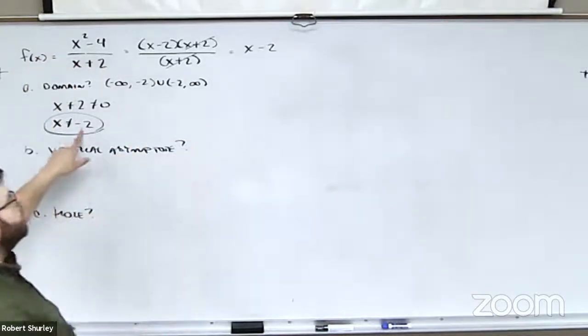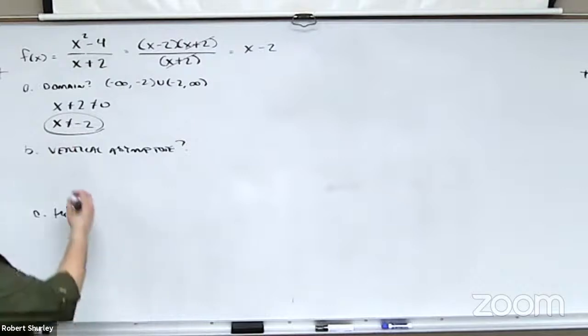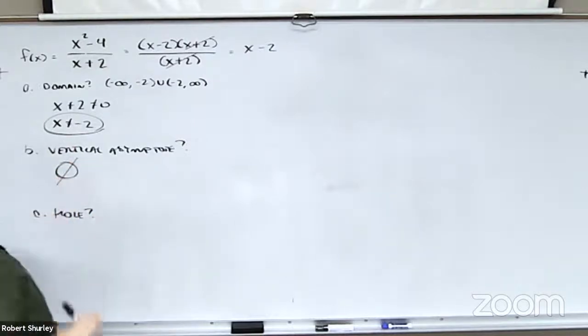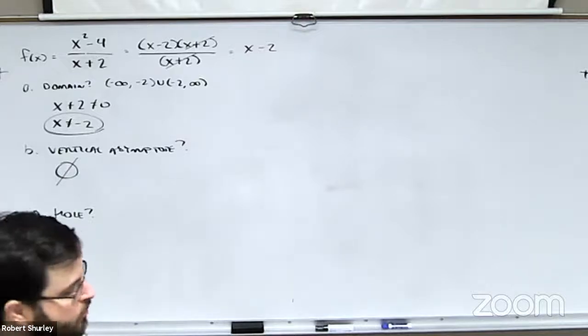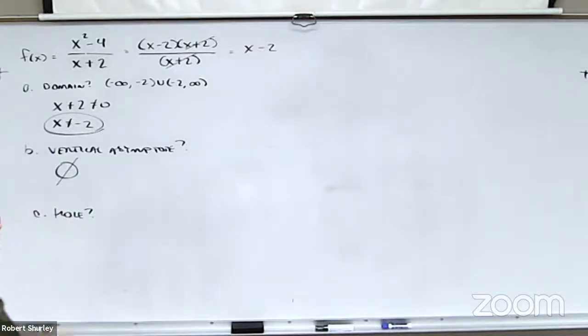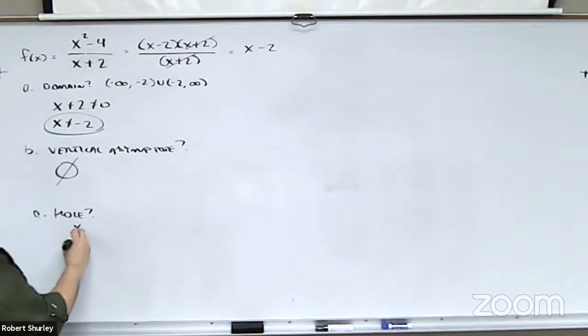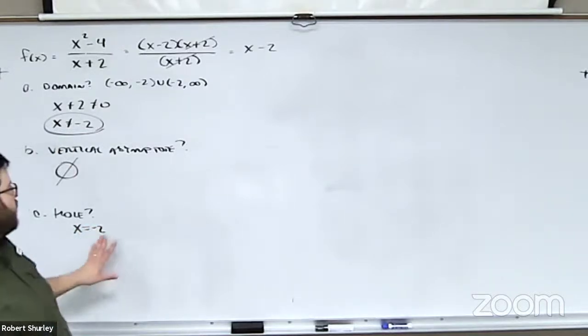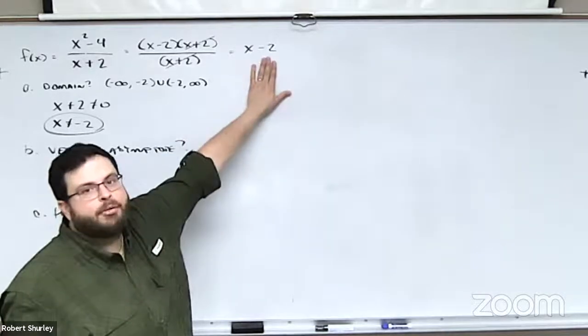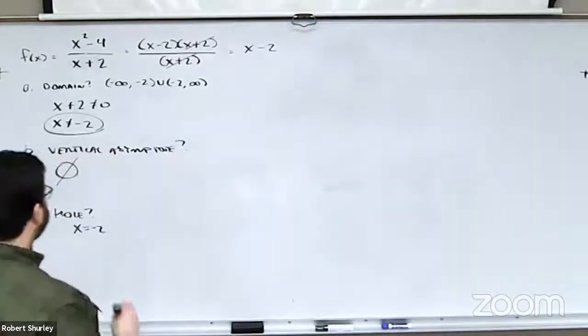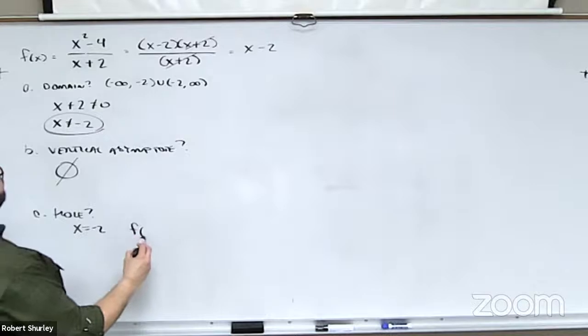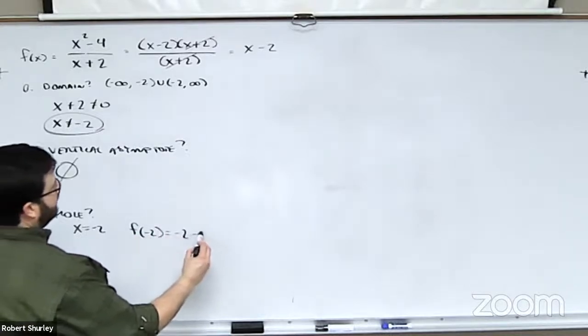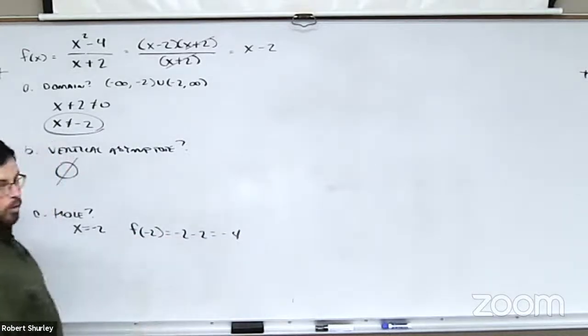And notice where our restriction occurred. So we don't have a vertical asymptote. I'm going to put a big circle with a line through it because that means there's no solution for vertical asymptotes. But we do have a hole. And holes are coordinates. So look, we've got a hole at x equals -2. And what you do is you plug that into the simplified function. So if you plug -2 into the simplified function, you get -2 minus 2, you get -4.